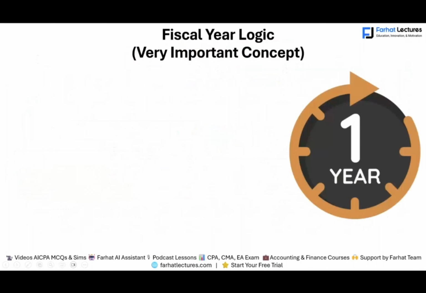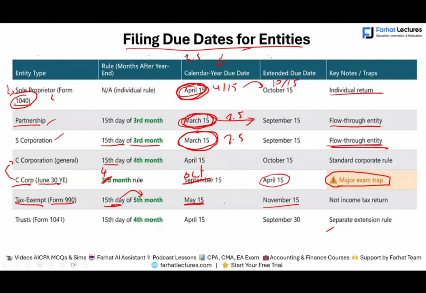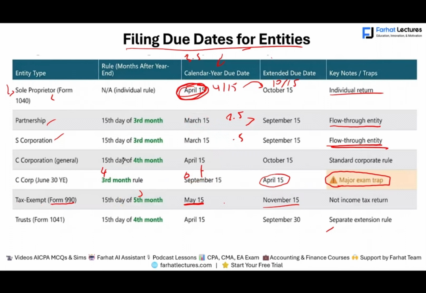The trust form 1041. Trust, just like a C corporation, just like an individual, is its own tax entity. And once it's its own tax entity, it means you have 3.5 months, or the 15th of the fourth month. It means April the 15th. Then just bear in mind the extended due date that you have to know, it's September 30th. Notice September 30th. It's just a bit odd. It is what it is. And a separate extension rule. That's perfectly fine. Okay? So those are the major due dates.